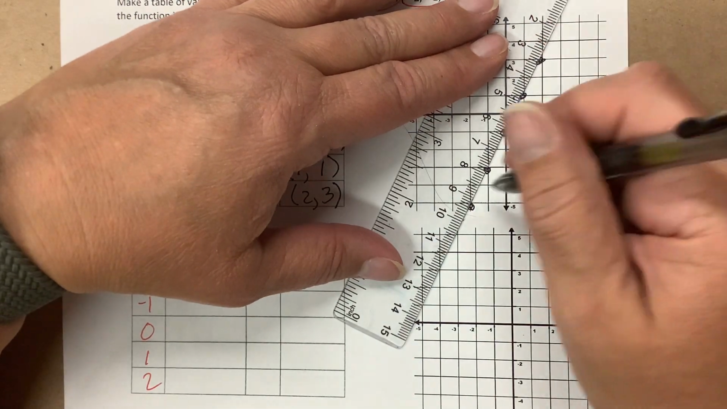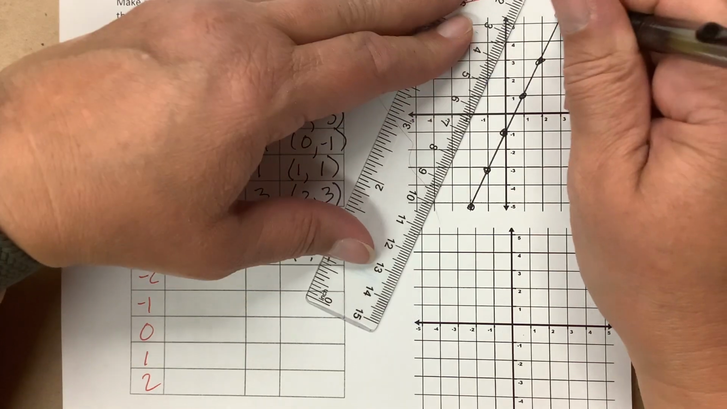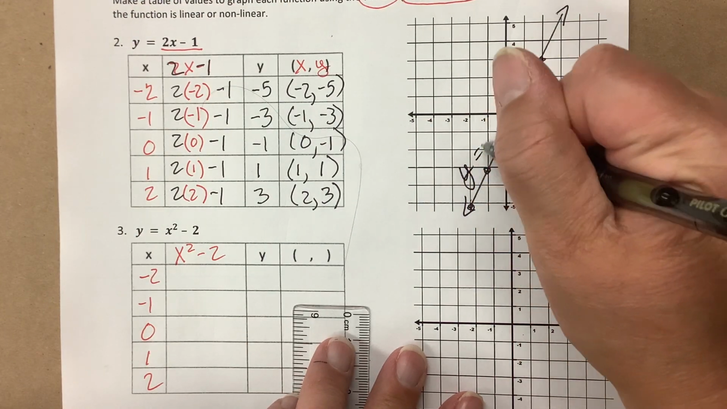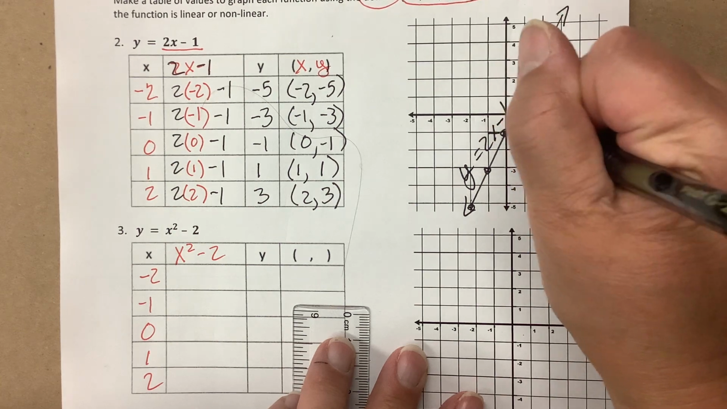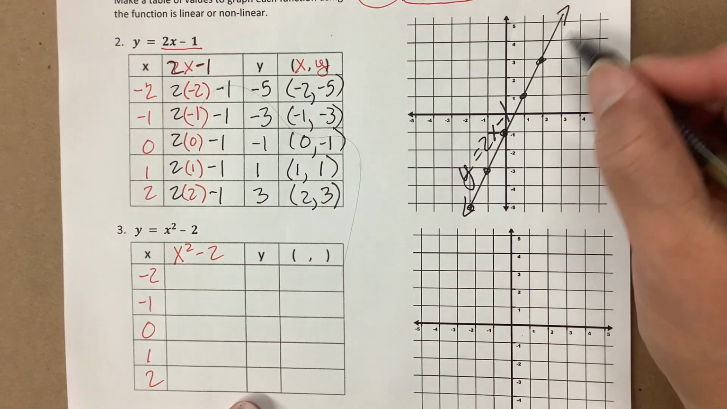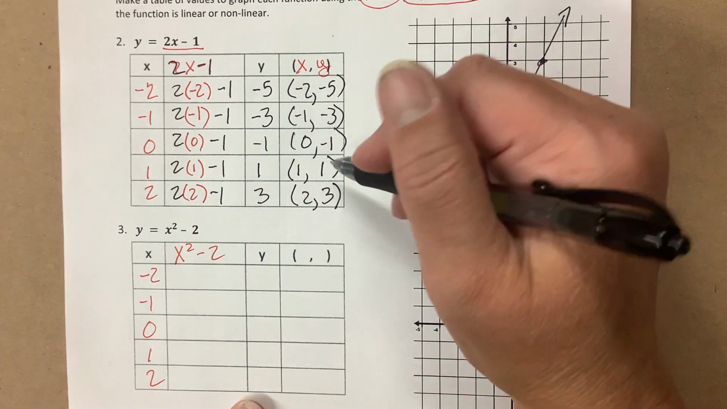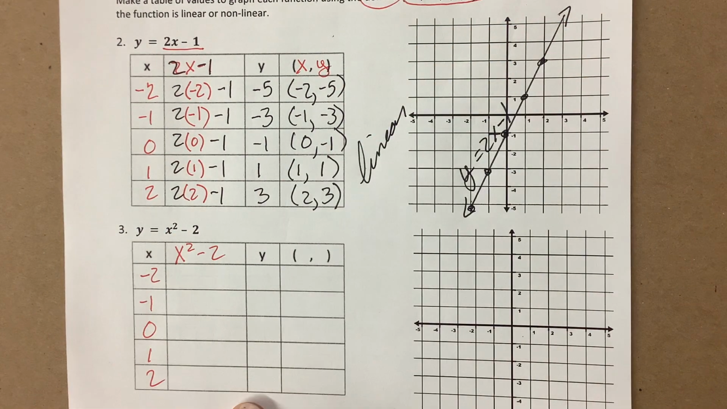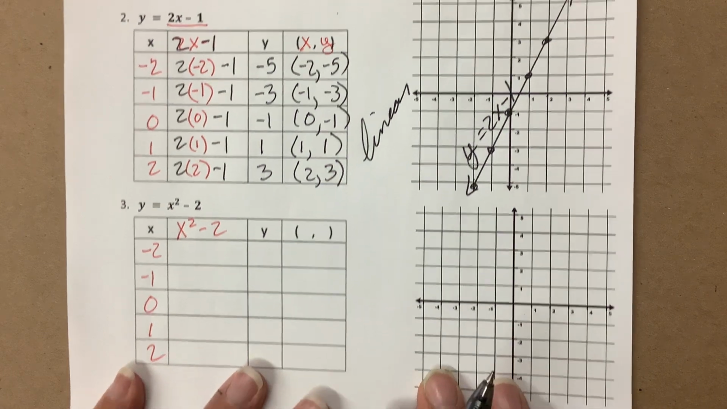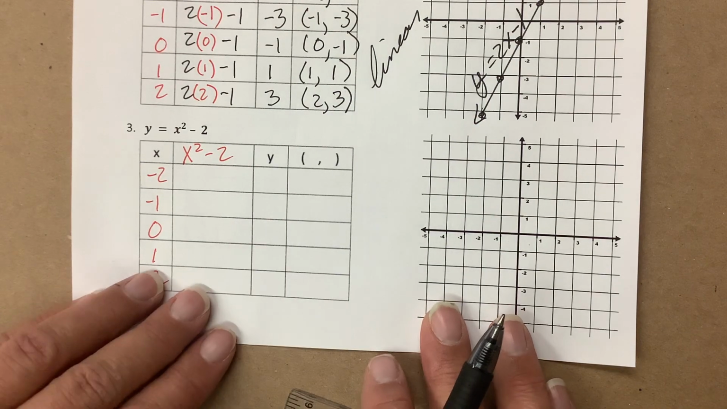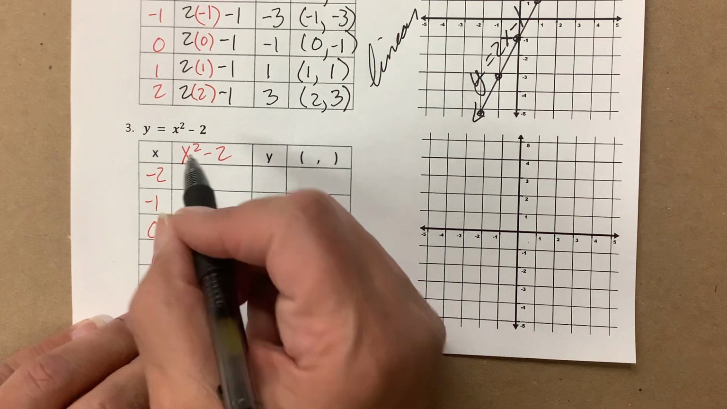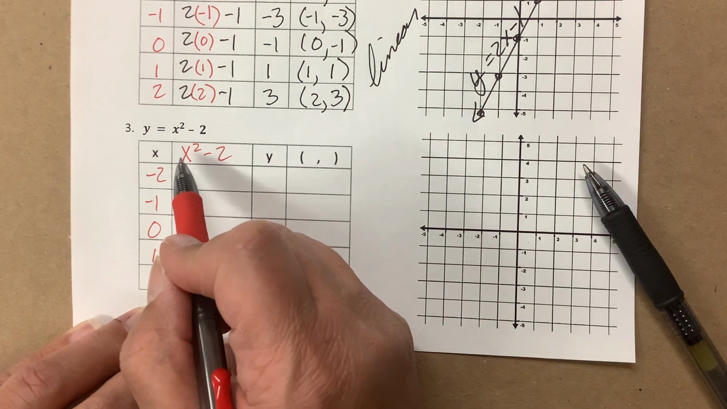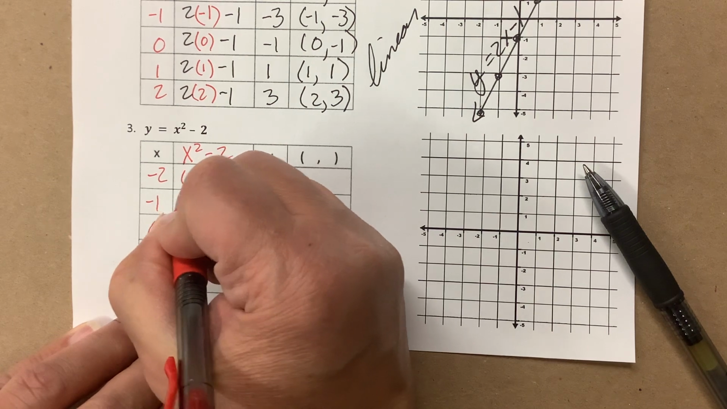So, connect the points. Arrows on each end. Write the equation on the line. y equals 2x minus 1. And it's a straight line, so this is linear. And now I'm through the next one. That's linear when it's a line. Oh, I wrote linear in script, sorry. It's still linear. I'm going to take my x. Remember, squared is multiplication, so it goes in parentheses.